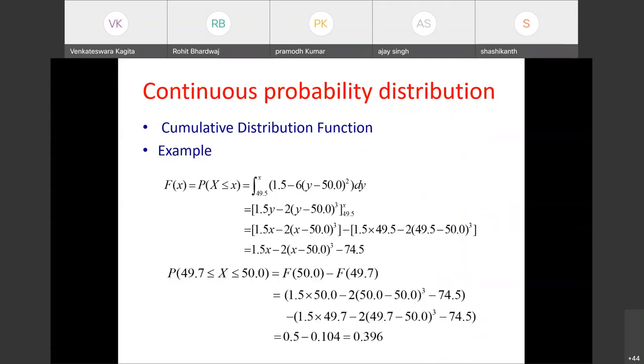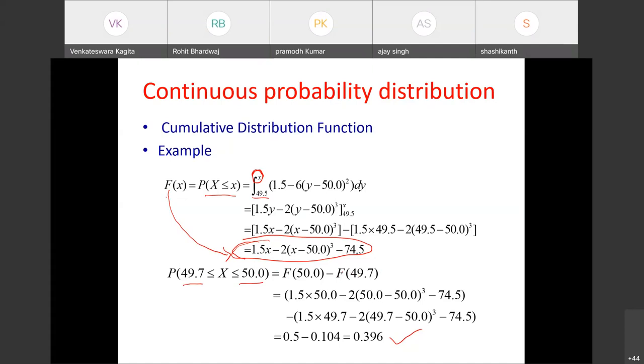Right. So for our example, this is how you can compute the cumulative distribution function. Probability of x less than or equal to x, because you're not fixing x. So x is here. So you know the lower bound, which is 49.5. With that, you solve it, you get the cumulative distribution function as this. So once you get the cumulative distribution function, computing the interval is so easy, right? And if you want to know the probability that x takes an interval of 49.7 to 50.0, then you just substitute 50 in this function, F of 50 minus F of 49.7, and you would get 0.396.